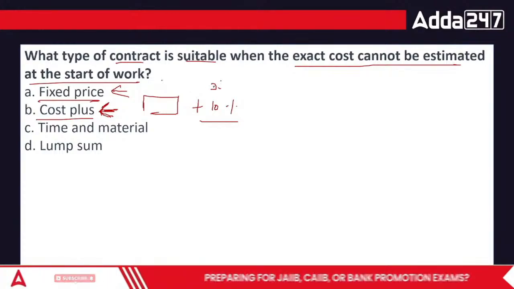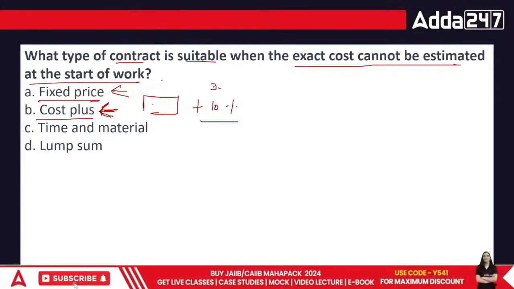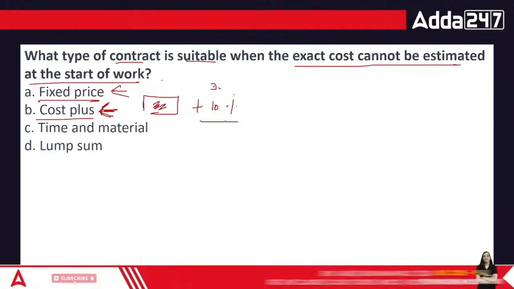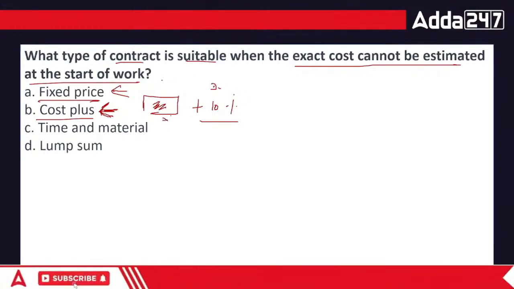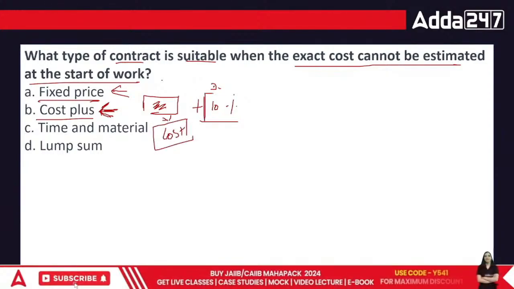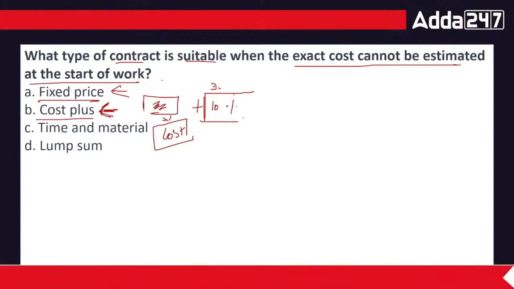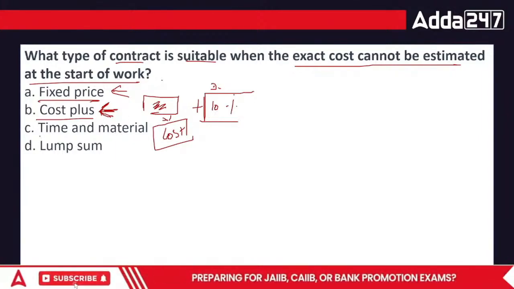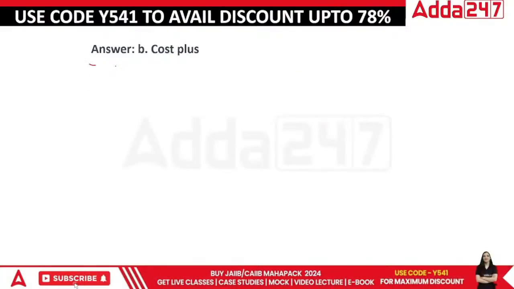That is something you have to pay again. But this part is compulsory and this part is optional. Actually, this part is for the cost, which you in any case have to pay. This part can be negotiable, and I can increase or decrease my profit based upon the negotiations I have with the person. Time and material, the next part, and the lump sum. The correct answer is cost plus.